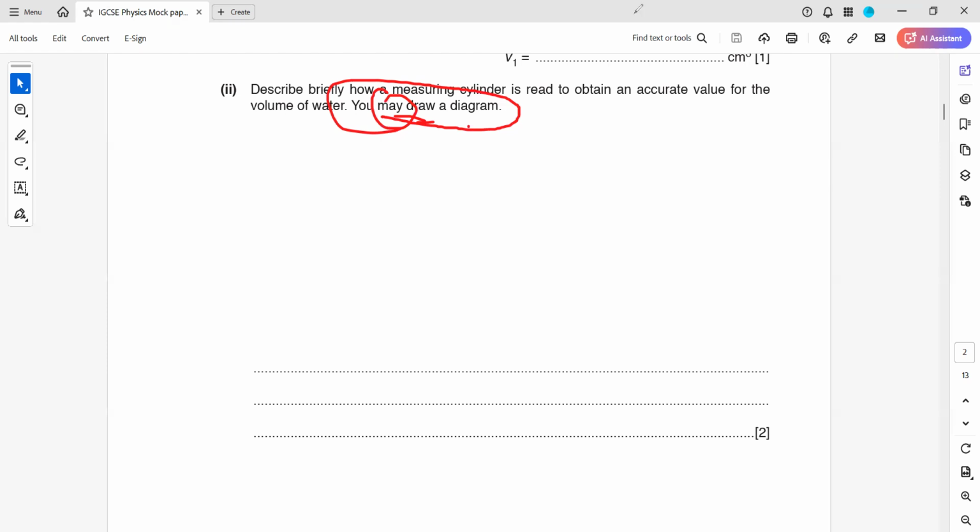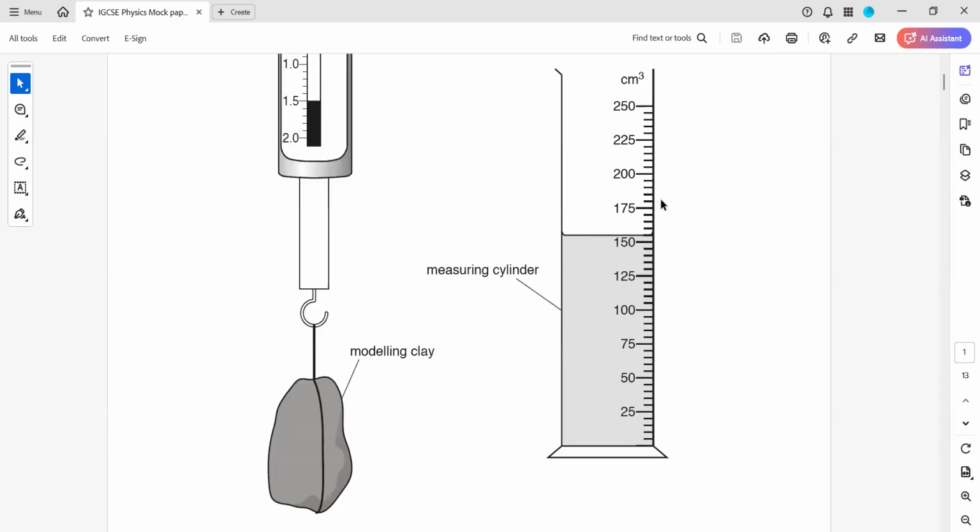Sir, what if we can't draw? Yes, Araf, what if we cannot draw? Why you cannot draw? You have to draw. So you will draw an eye level on the side of the marking, look for the bottom of the meniscus and read the scale.